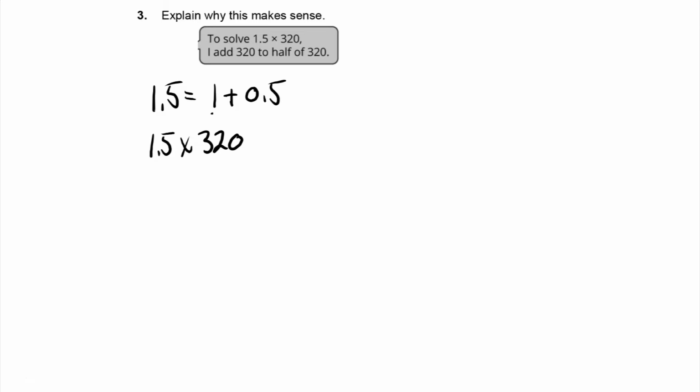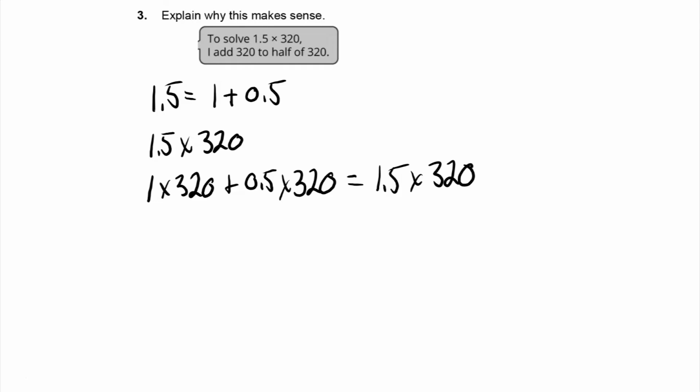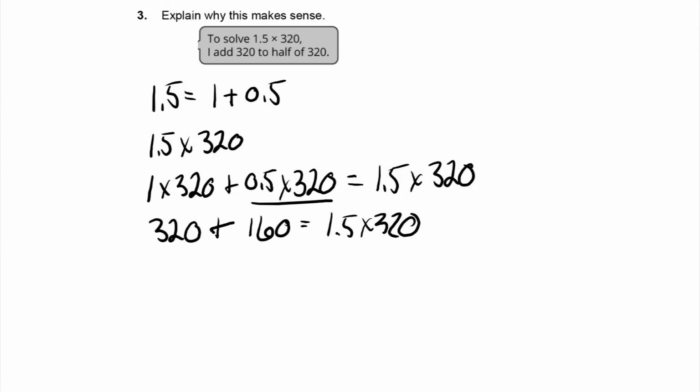Well, if 1.5 is the same as 1 plus 0.5, then we can say that 1 times 320 plus 0.5 times 320 is the same as 1.5 times 320. So that means we've got 320 plus half of 320, which is 160, is equal to 1.5 times 320, which we can do the math, obviously, and it comes out to 480.